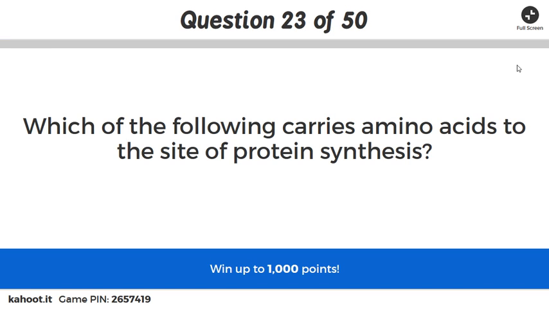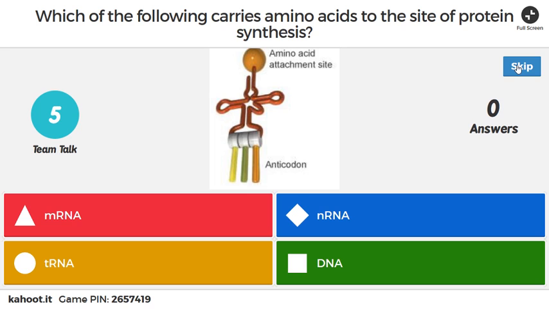Hannah's at the top of the board. Which of the following carries amino acids to the site of protein synthesis? So here we have something right here that's carrying the amino acid. What is this called? Hint here, it's an anticodon. If you're having trouble figuring out, you can look at the shape. That might help.